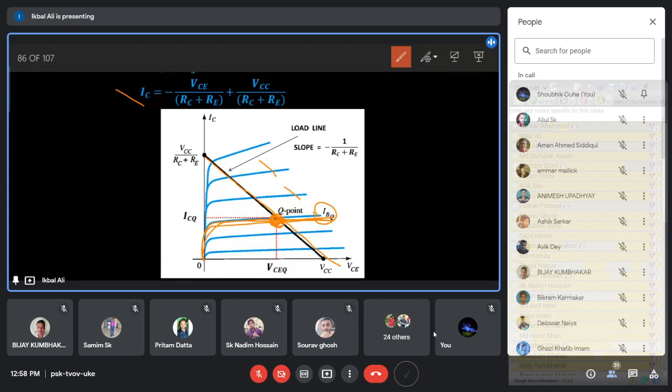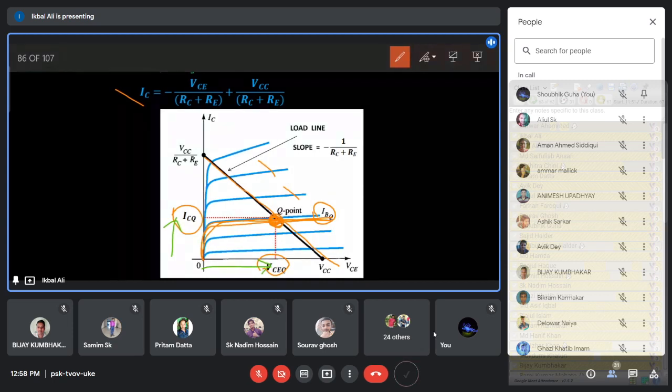The coordinate of that point is ICQ, the amount of collector current flowing, and VCEQ, the amount of collector emitter voltage, on the y-axis and the x-axis. So the coordinates are like this. The coordinate of the Q point: the y coordinate is ICQ and the x coordinate is VCEQ. These two coordinates of the intersection point are the solution for the problem: how much collector current is flowing, ICQ, and what is the collector emitter voltage, VCEQ. Then you get the definite collector current and definite collector emitter voltage across the transistor.